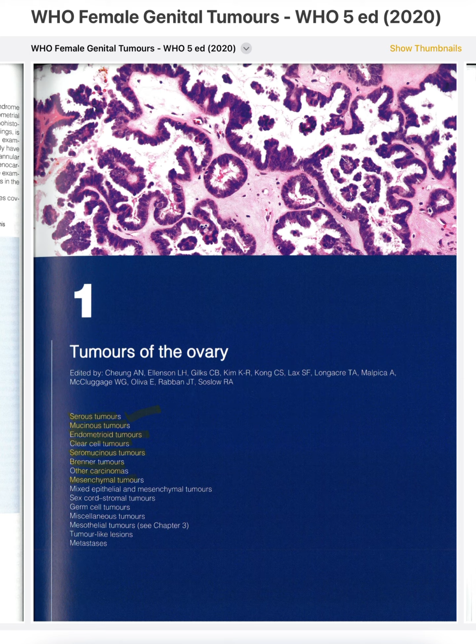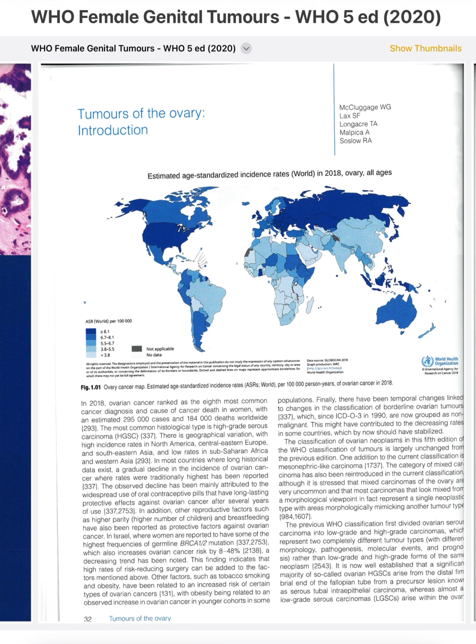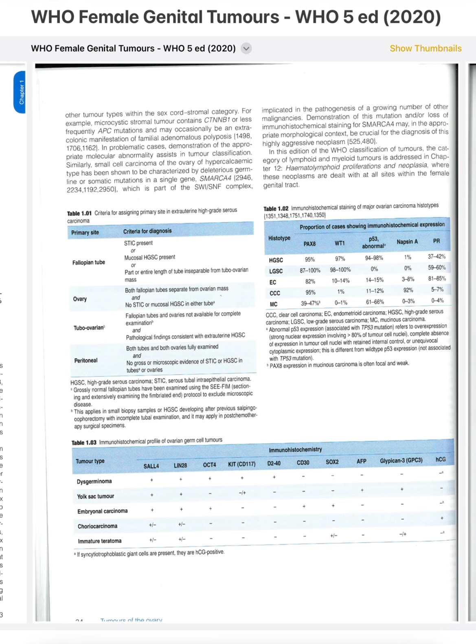Then we have mesenchymal tumors. Then we have mixed epithelial and mesenchymal tumors. Then we have sex cord stromal tumors, germ cell tumors, and miscellaneous tumors. Other than that, we have mesothelial tumors in ovary, and we can have tumor-like lesion and metastasis in the ovary from other organs. So today we are gonna talk about serous tumors. So let's start.